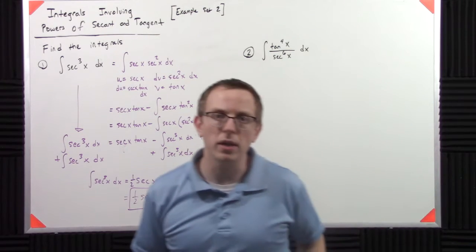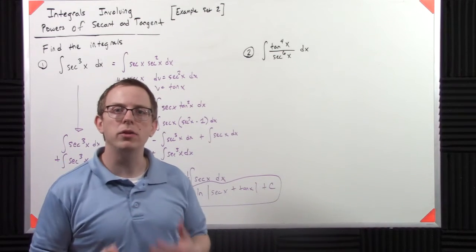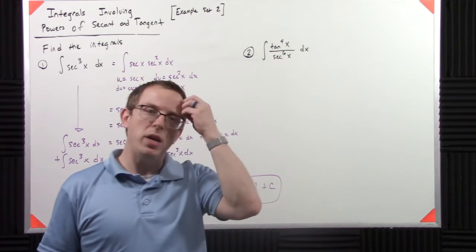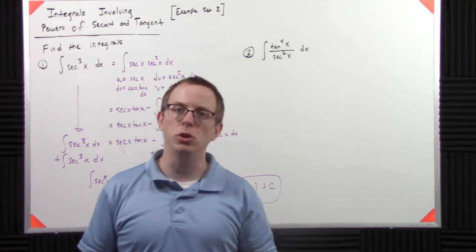Tangent to the 4th x over secant to the 6th x dx. Now, in this case, we have a secant in the denominator, and we haven't encountered that. We don't have to deal with that. Now, we can try to do the methodologies we did before.